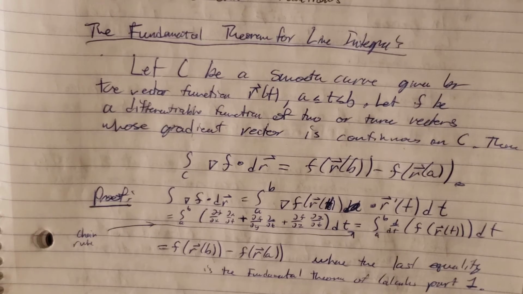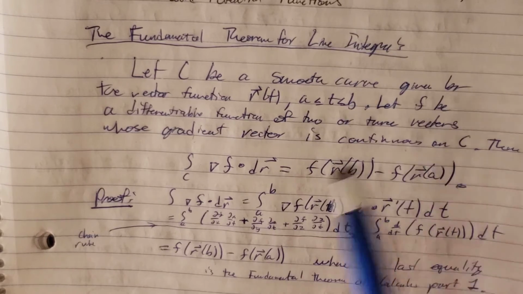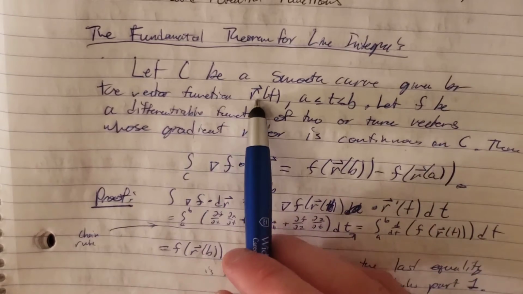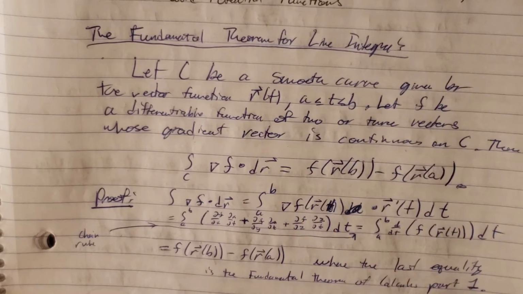In this video, we're going to look at the fundamental theorem for line integrals. And first, we'll just read what that says, and then we'll talk about what it actually means. So the fundamental theorem for line integrals says: let C be a smooth curve given by the vector function r of t, where t ranges between a and b.